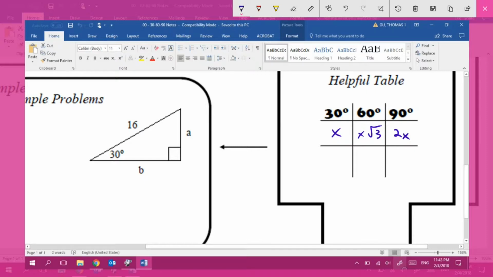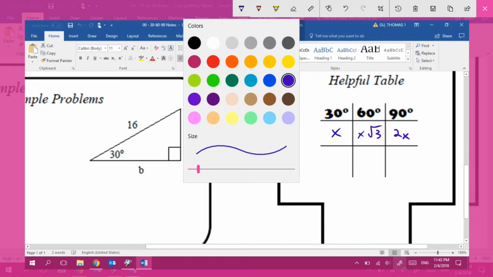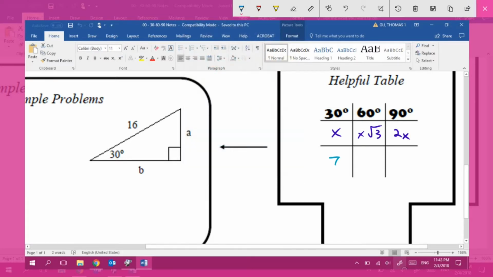So, for example, if the side across from 30 degrees has length 7, then what's the side length across from 60 degrees going to be? 7 square roots of 3! That's right! And what about the side across from the right angle? That's going to be 2 times x, so 2 times 7 is 14! There you go! This is how we would use these special relationships of the sides.